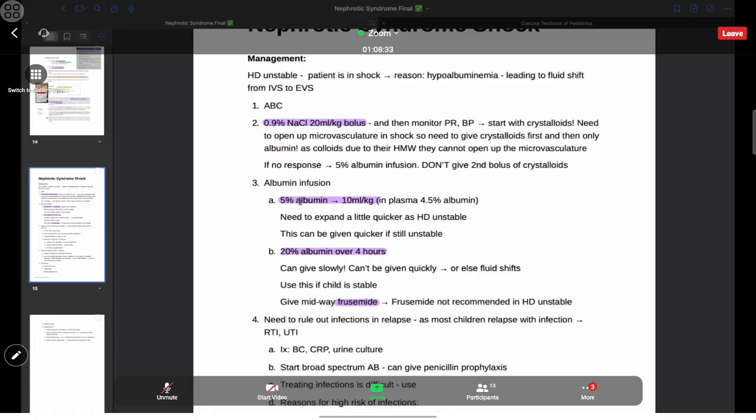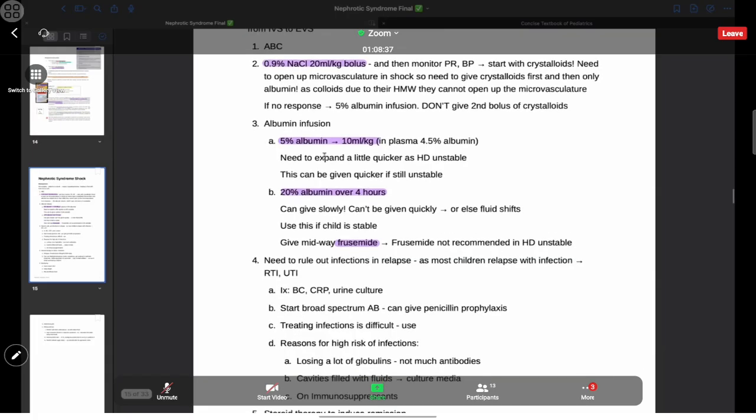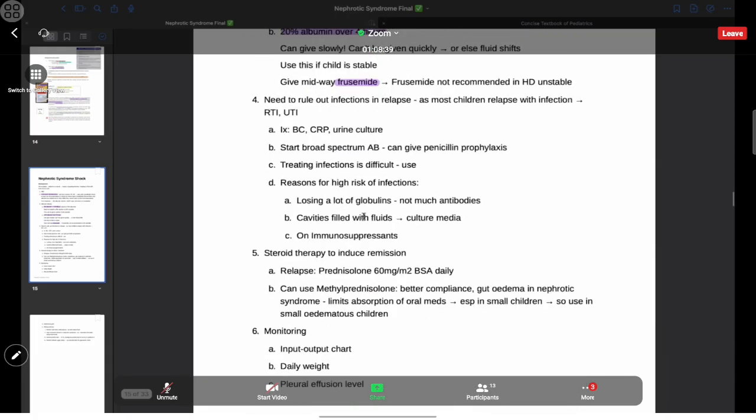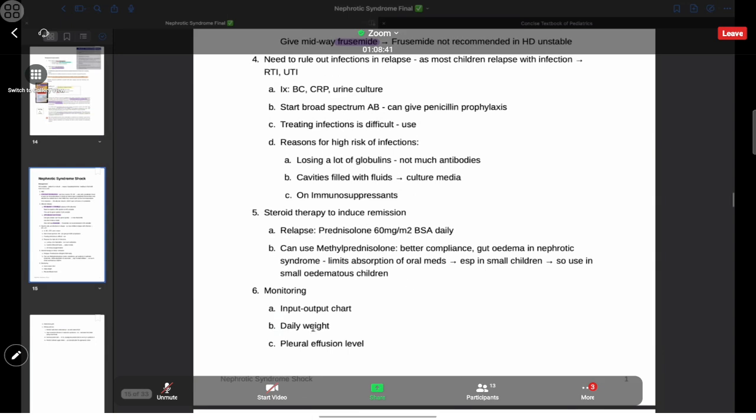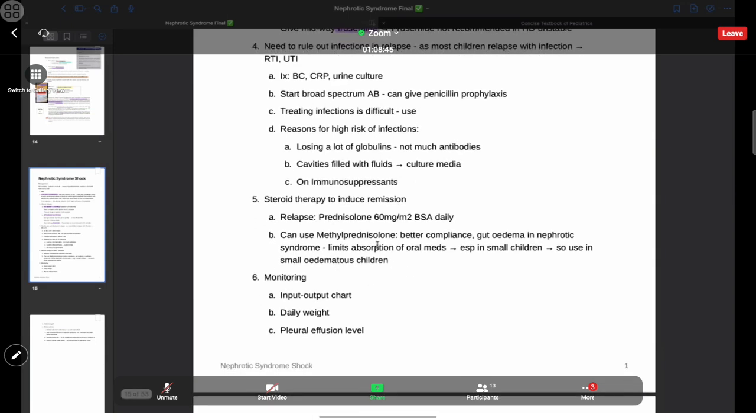Because 5% albumin is usually not available. If it is available, you can just give it. You don't need to dilute it. Just give it like that itself. Then the others are the same. Okay. About steroid therapy and all of that.